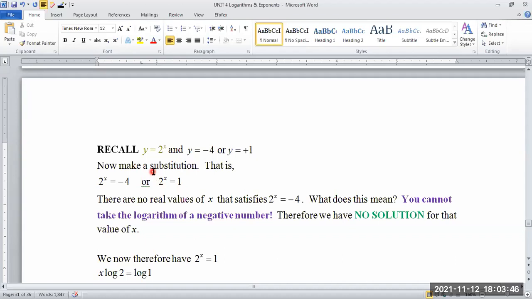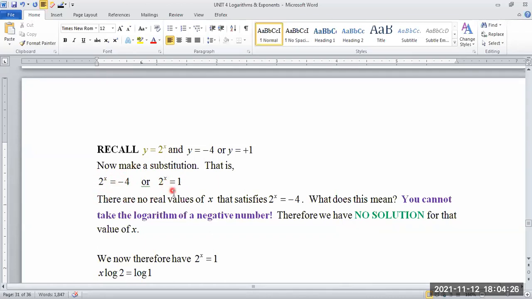So I'm resubstituting. There are no real values for x that satisfy 2 to the x equals negative 4. Why, sir? We cannot take the logarithm of a negative number. The logarithm of a negative number is undefined. So, therefore, we're going to say no solution for that value of x.